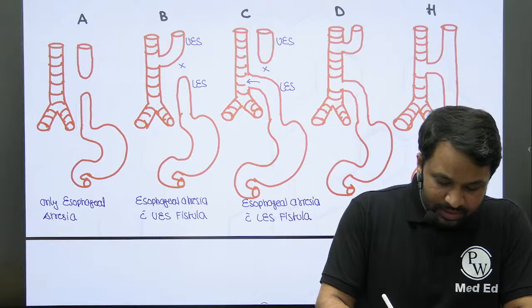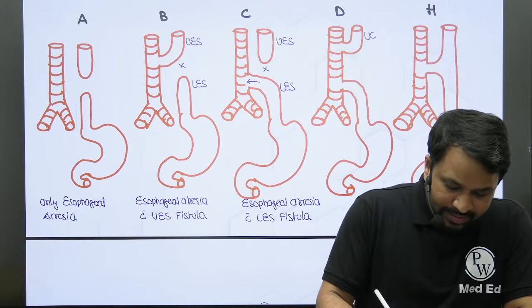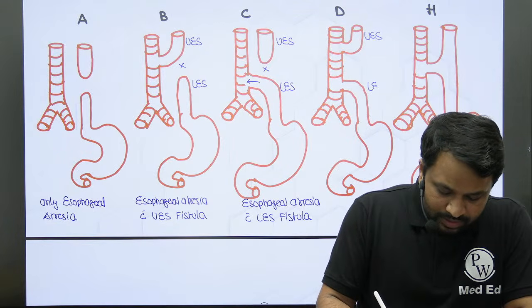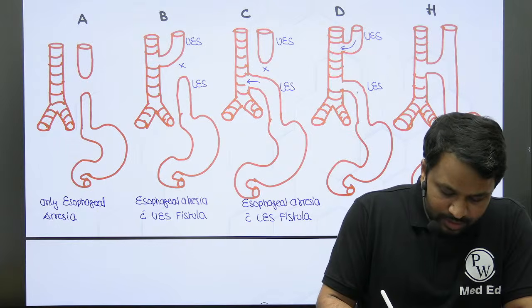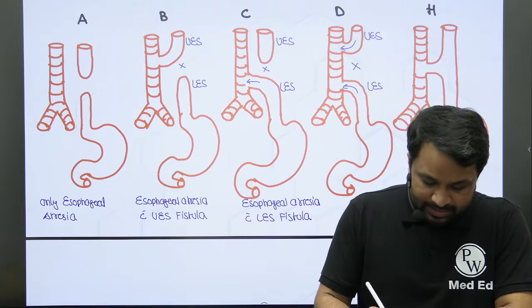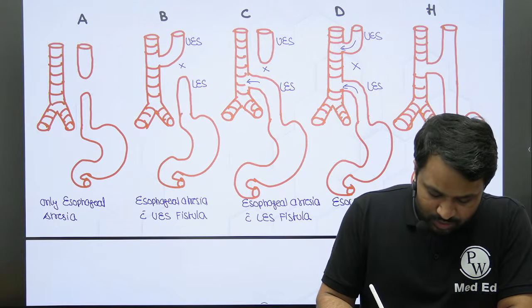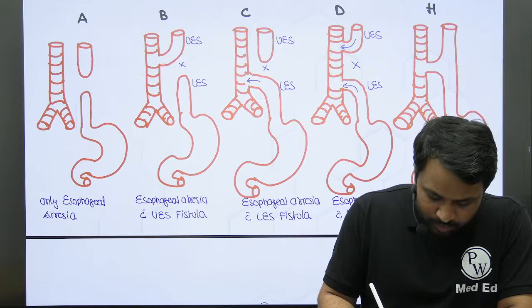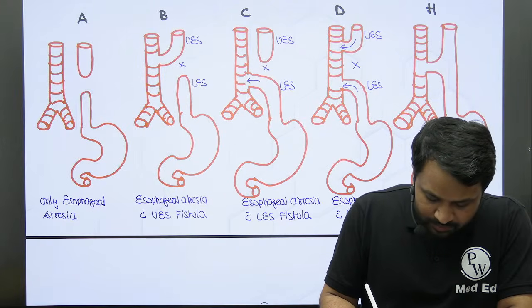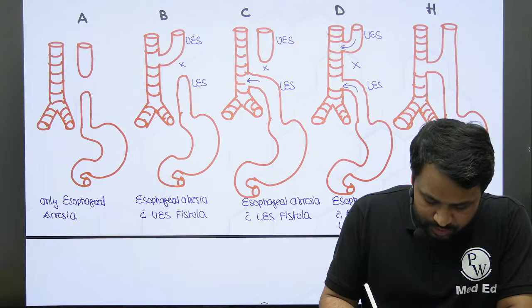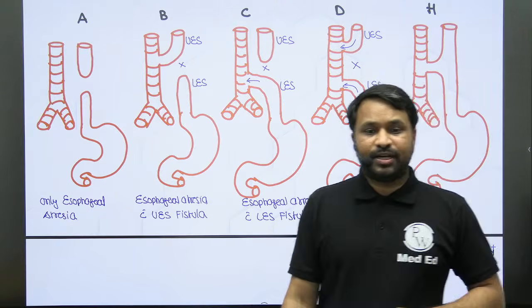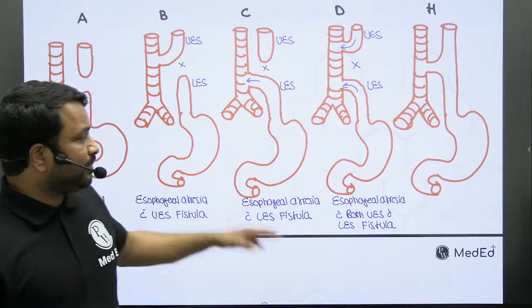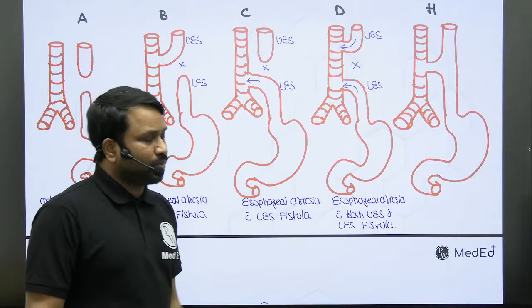Type D variety, you will see the fistula is present in the upper esophageal segment as well as the lower esophageal segment. So there is a fistula communication between these two. Again, the atresia existed. So here there is presence of esophageal atresia with both upper and the lower esophageal segment fistulas formed. This is what we call the type D variety.